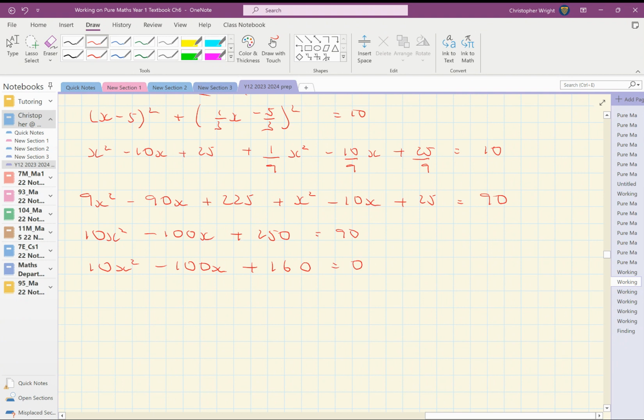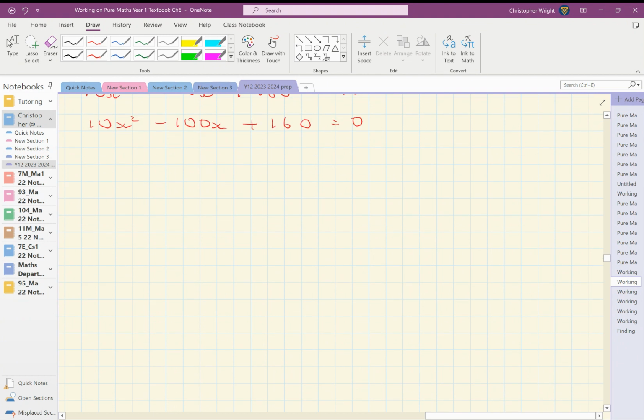Well, before I factorize it to solve for x, let's divide by 10. x squared minus 10x plus 16 equals 0. Factorize it to solve for x. Both going to be negative. It's going to be 8 and 2. So the solutions are that x equals 8 or x equals 2.